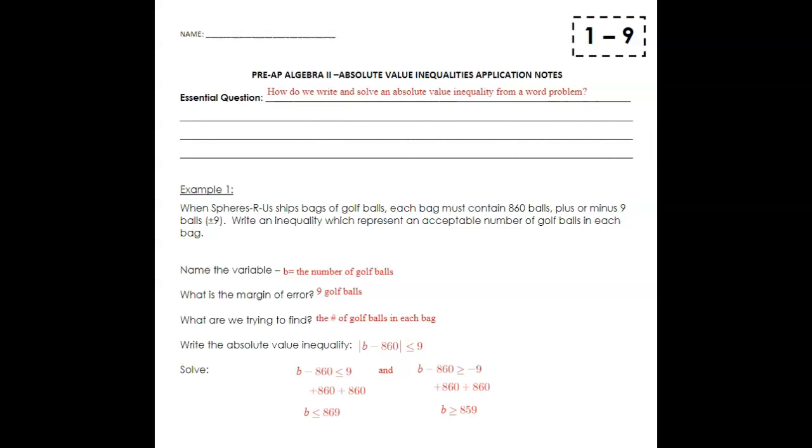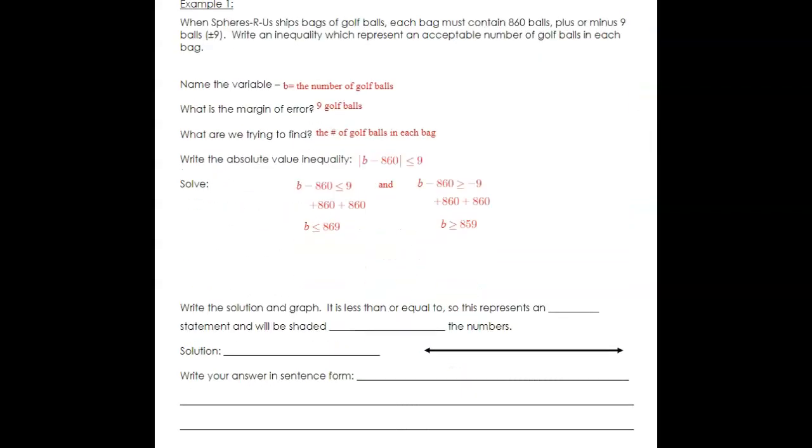Now, I'm supposed to write the solution and graph. It asks, is it less than or equal to? Or it says it is less than or equal to, so this represents an and statement. And will be shaded where? Where are and statements shaded? Are they shaded between or are they shaded on the outside? They're shaded between the two numbers.